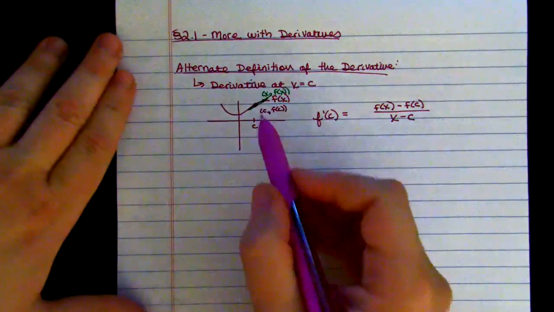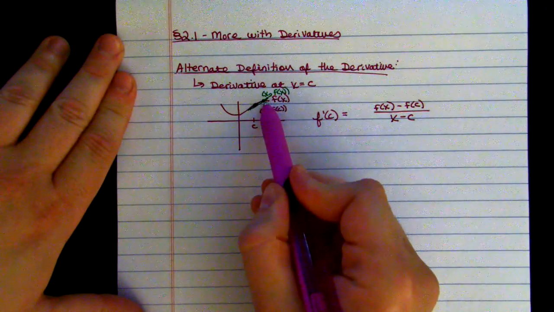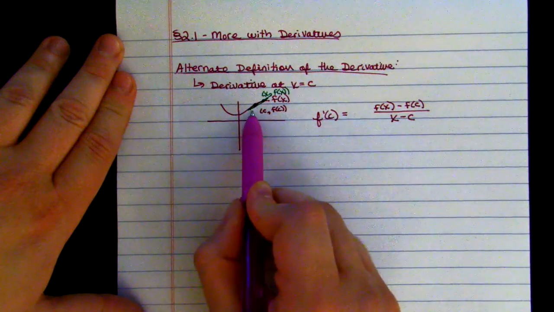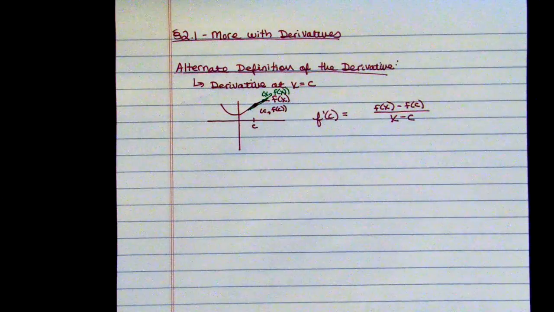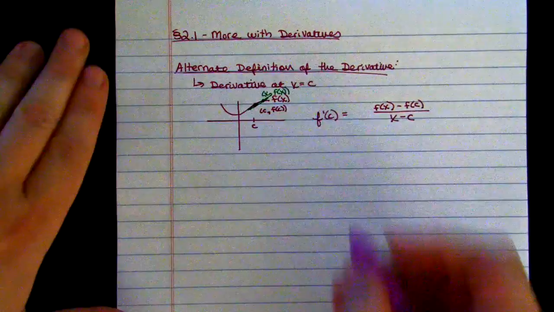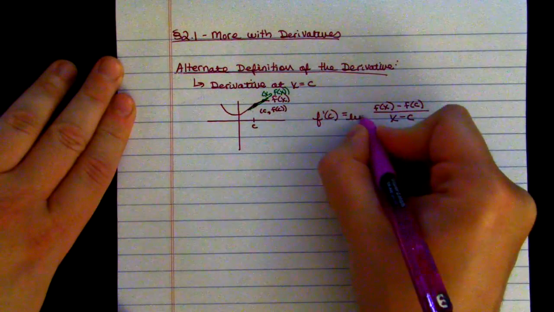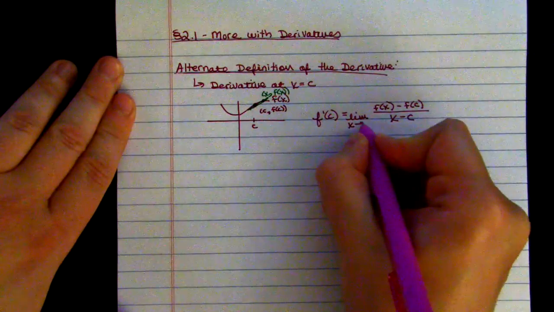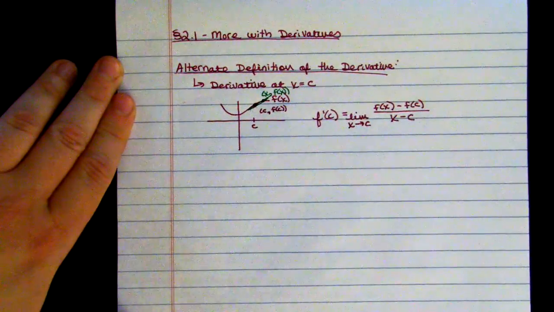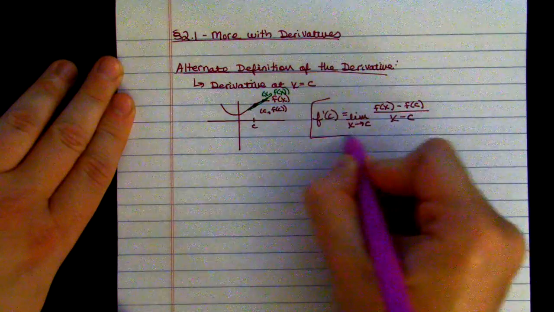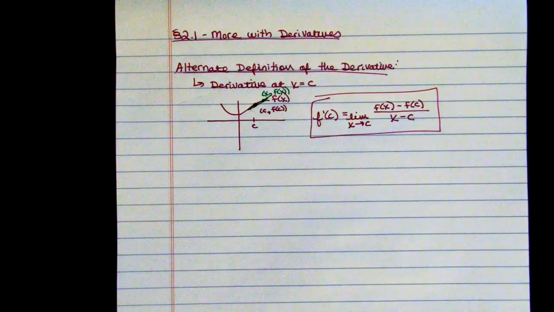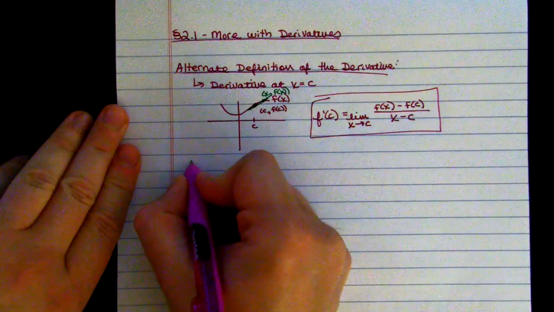How am I going to now say, move this random point x comma f of x really close to c comma f of c? Well, first of all, I need a limit, and I want my x value to get really close to c. This is my formula for the alternate definition of the derivative. Let me show you two examples on how to use this.